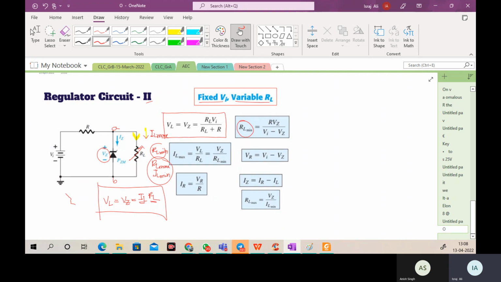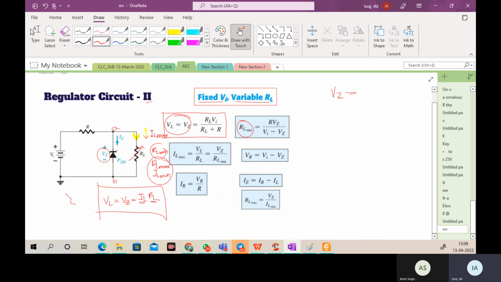So how will we get this? Simple, you need to derive this equation. So VZ, now look at here. What are we actually giving? We are giving VL is equal to VZ. The Zener is parallel with that circuit. VL is the load, VZ is the Zener. Now the Zener is parallel with the load. That's why VL is equal to VZ. Do you believe that?